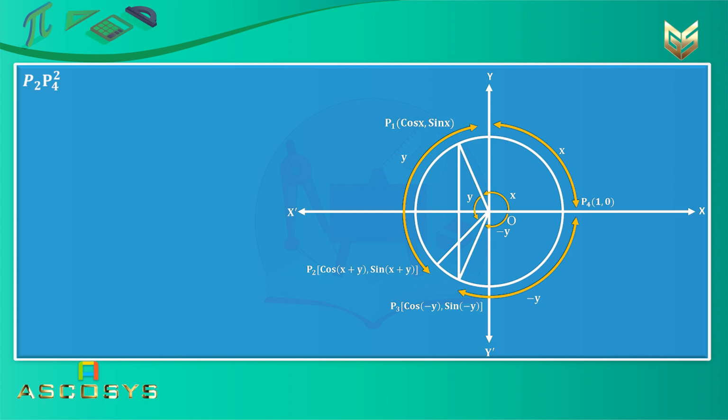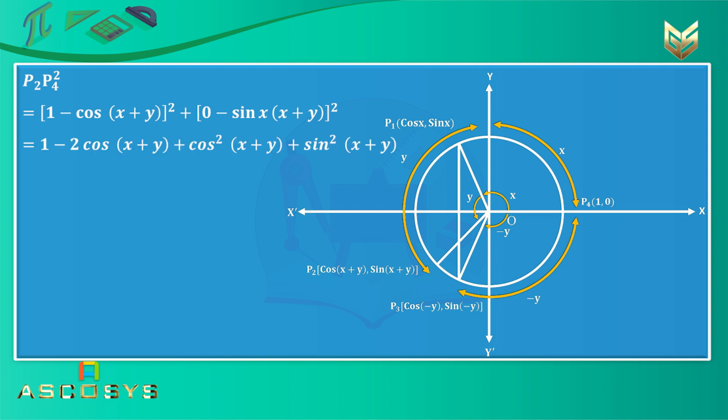Similarly, we use the Euclidean distance to find P2P4. So we write P2P4 squared is equal to (1 minus cos of (x plus y)) whole squared plus (0 minus sin of (x plus y)) whole squared. If we simplify this, we will find that P2P4 squared is equal to 2 minus 2 times cos of (x plus y). We label this as equation 2.